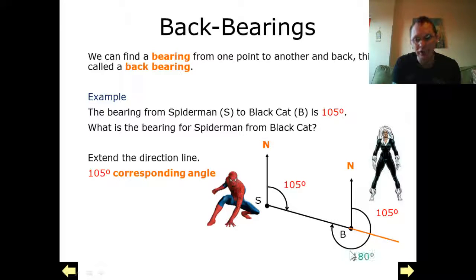But some of you may have actually noticed that this is angles on a straight line, so 180 degrees or half a turn. Now, quite simply, we add these together, which gives us 285 degrees. In other words, travelling from the Black Cat to Spider-Man is a bearing of 285 degrees.